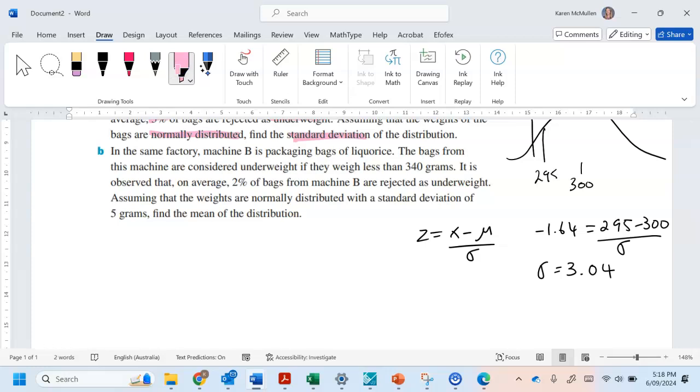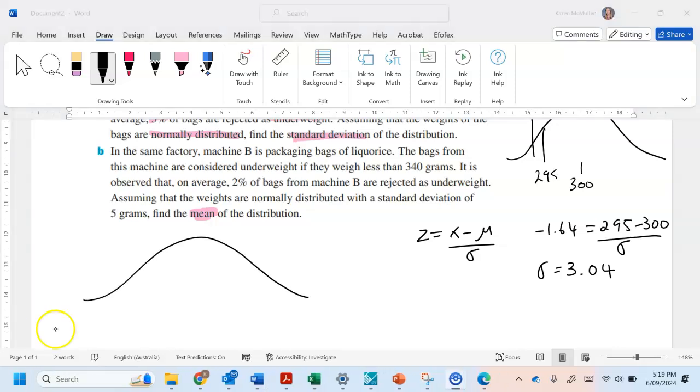So this time we're pretty much doing the same thing. We're just finding the mean this time. So it's a normal distribution. I'm going to draw the same bell-shaped curve. Alright, so we've got a mean in the middle, which is what we're finding out. They're underweight if they're less than 340. So we'll just put 340 down here, and that's 2%, so as a decimal 0.02. And the standard deviation is 5.